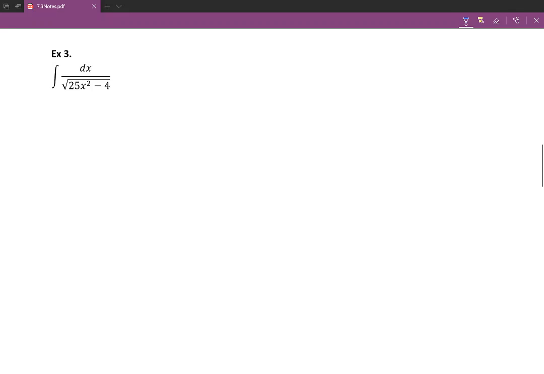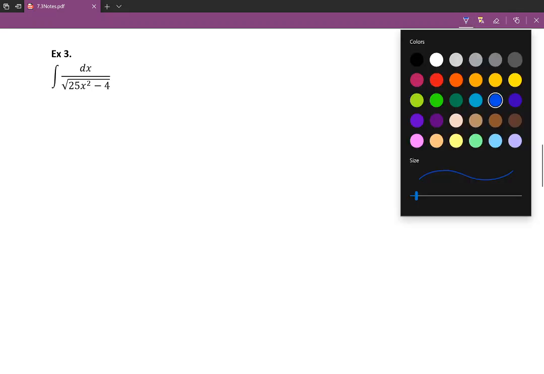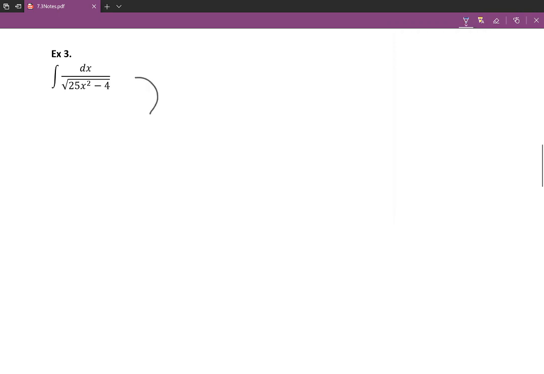So we're looking at example 3, the integral of dx over the square root of 25x squared minus 4. Let's go ahead and switch to gray. Now here the x squared comes first, and then we have the constant subtracted from it. So this is a case where we're going to want to use secant theta. Now the only thing is we haven't seen exactly a case like this.